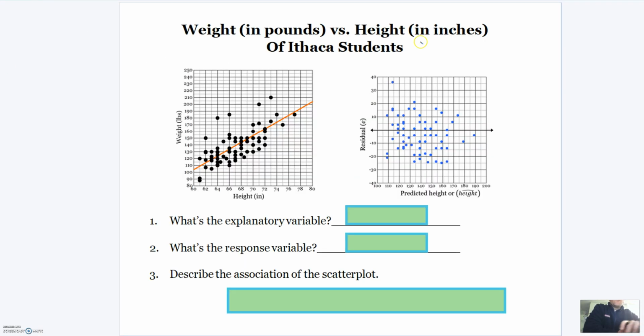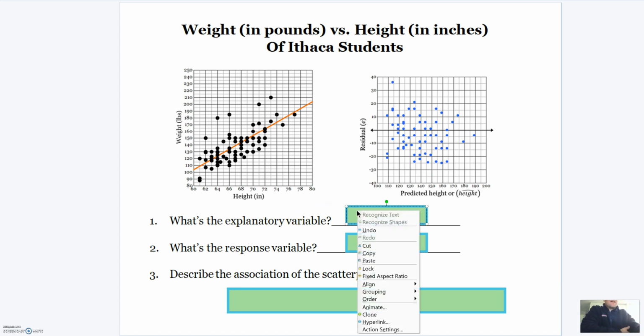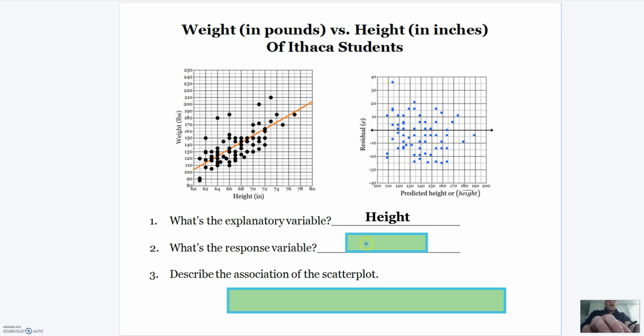Okay, so here we are looking at some Ithaca students. We're looking at their weights and heights. I've given us a scatter plot on the left, the residual plot on the right. So we got to know some vocab. The explanatory variable, remember, that is the input, that's the x, that's the height. Which means the response variable, that's the weight.